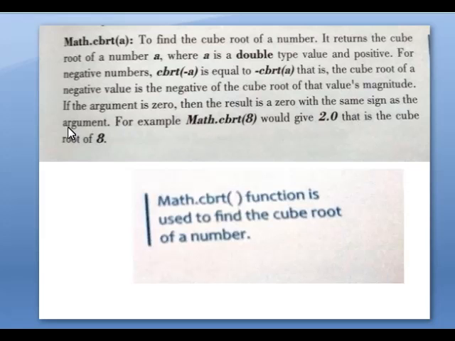For example, cube root of 8. The answer is 2.0 because the return type is double. Math.cbrt function is used to find the cube root of a number.